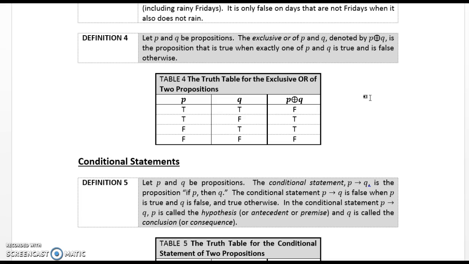P exclusive OR Q is false when P and Q have the same value. That is, when P and Q are both true or when P and Q are both false. P exclusive OR Q is true when P and Q have different values. That is, when P has a value of true and Q has a value of false, or when P has a value of false and Q has a value of true.